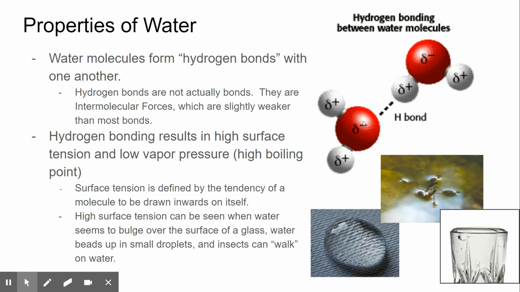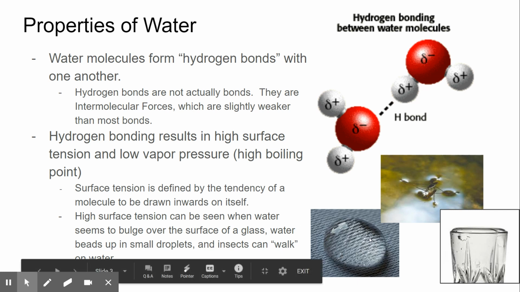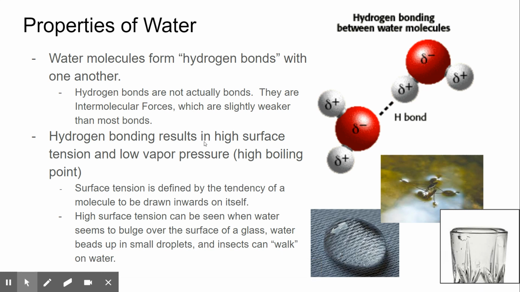Now, because of this strong attraction, we get several properties of water that are kind of unique to water. The first one is that hydrogen bonding results in high surface tension. If you ever see water bead up on surfaces, or you fill up a water glass and it forms a bubble on top, or bugs walking on water, these are all due to the high surface tension.